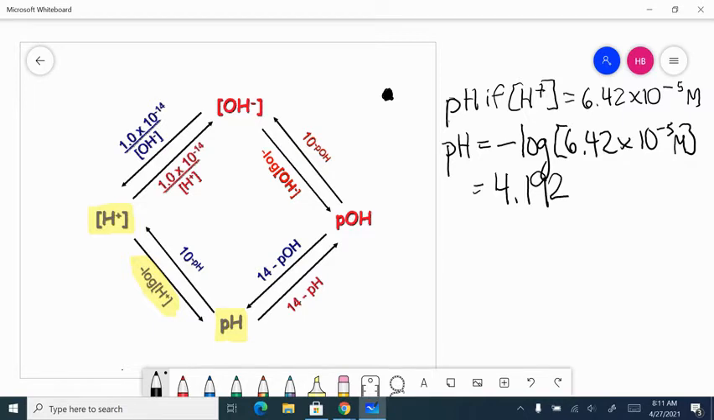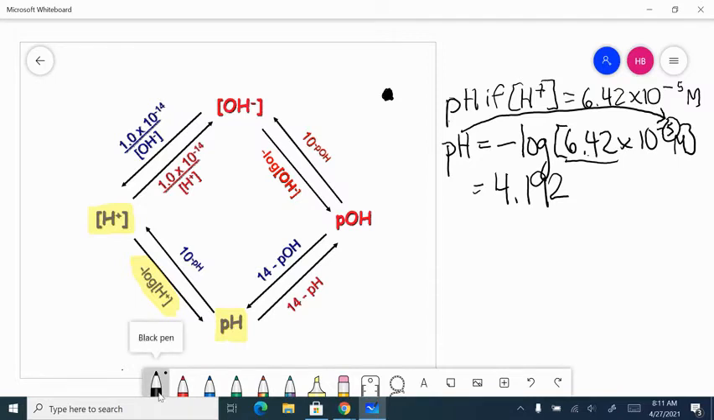This makes sense to me because remember, pH stands for power of hydrogen. The power of hydrogen here is 5. It's only going to be exactly 5, though, if this number is exactly 1. So this number is not 1, so it's going to be somewhere between 4 and 6. That makes sense, so I'm going to say that's a logical answer.